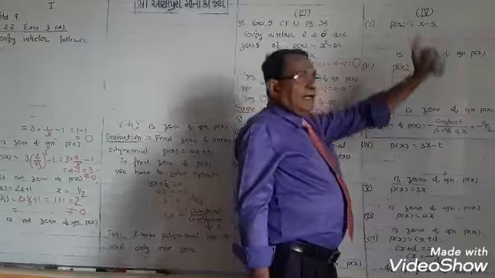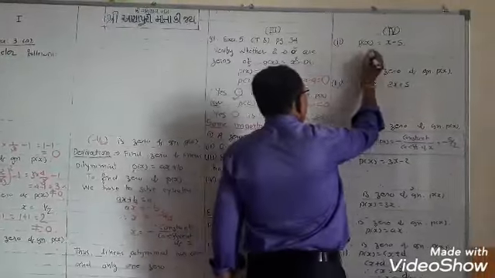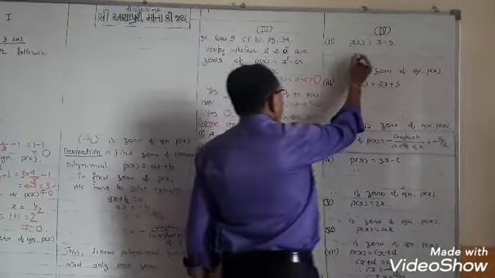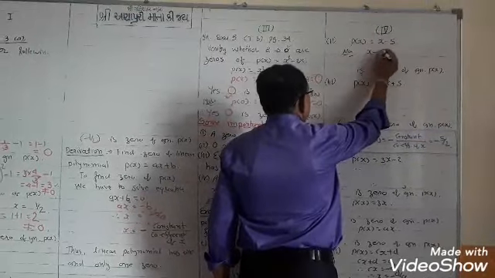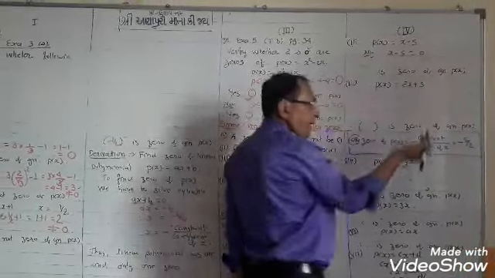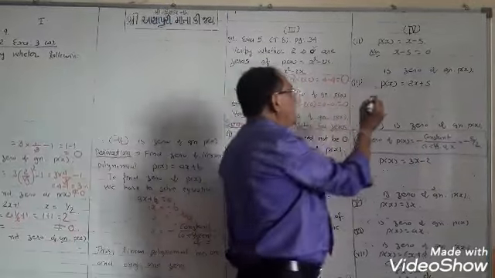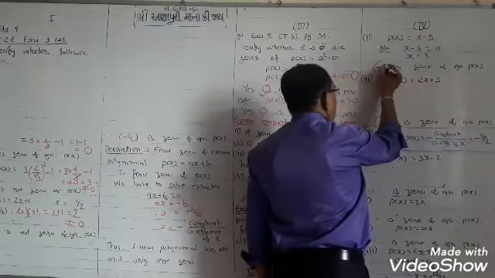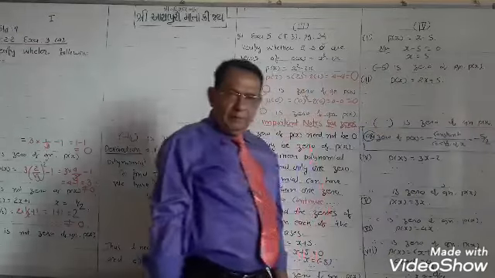P(x) is equal to x minus 5. What is your zero? So we have to do this one. Now x minus 5 is equal to 0; compare it with zero and solve this linear equation. x is equal to 5. Therefore 5 is the zero of the given p(x).